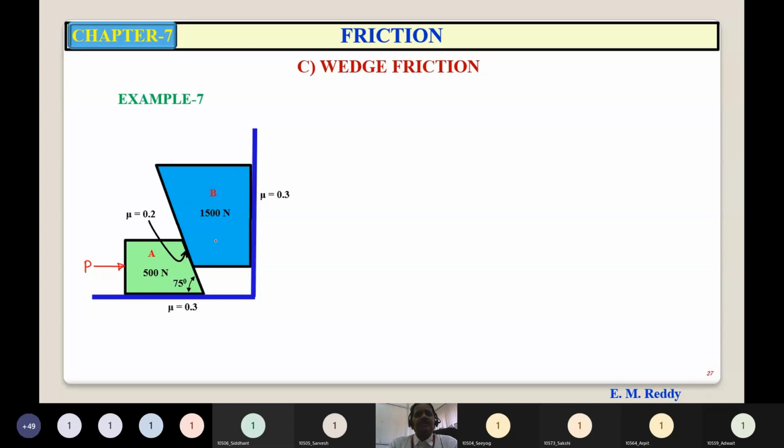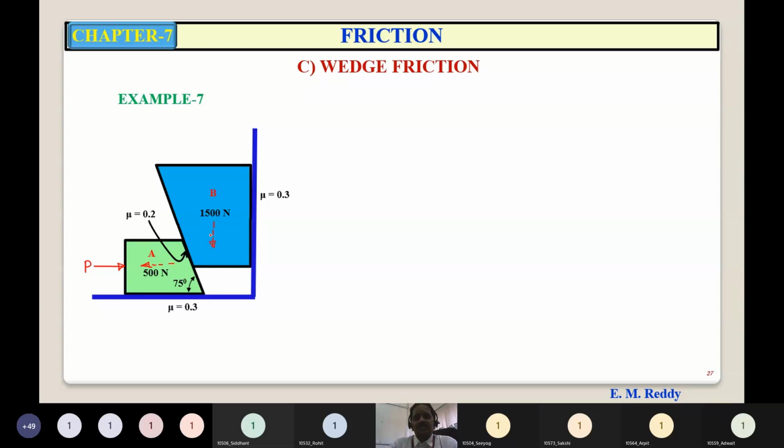Can you tell me what is the impending motion of block B? Because of this 1500 Newton, block B tends to move vertically downwards. So that is the direction of impending motion. So when B is tending to move down, the block A tends to move towards left. Now you have to apply this force P such that B is impending its motion downwards and A is towards left for limiting equilibrium. That is the minimum force required to keep the system in equilibrium.